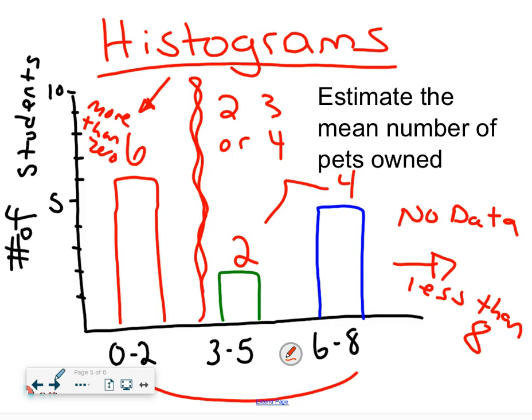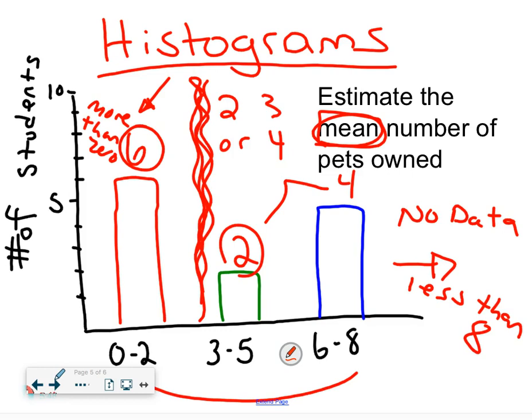Now, looking at just this histogram, I would not be able to find the exact mean because I don't know how many are 0, 1, or 2. I just know that there are 6 that are either 0, 1, or 2. I don't know how many are exactly 3, 4, or 5. I just know that 2 fall in there. So I can't figure out the exact mean using just a histogram, but I can figure out generally where it's probably going to be, because the mean is usually kind of in the center of all the data.